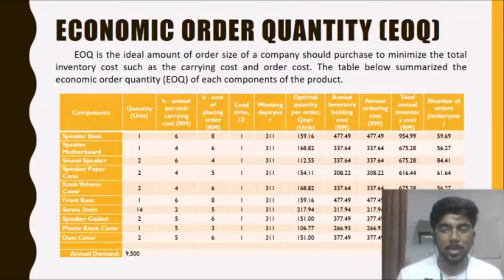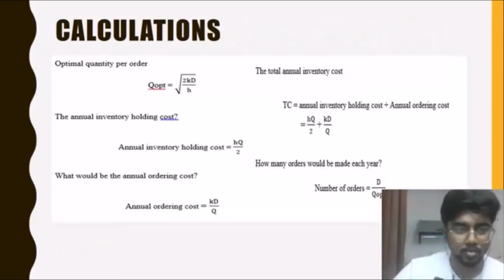Economic order quantity, EOQ. EOQ is the ideal order size a company should purchase to minimize the total inventory cost, such as the carrying cost and order cost. The table below summarizes the economic order quantity of each component of the products, as the components are listed according to the BOM. So let's move on to our calculations.